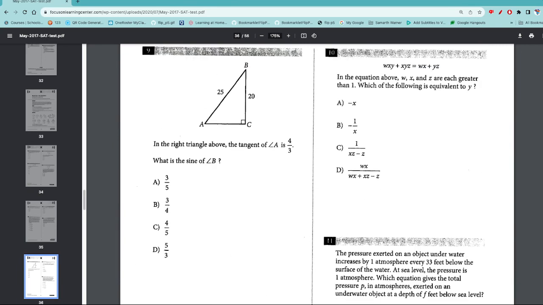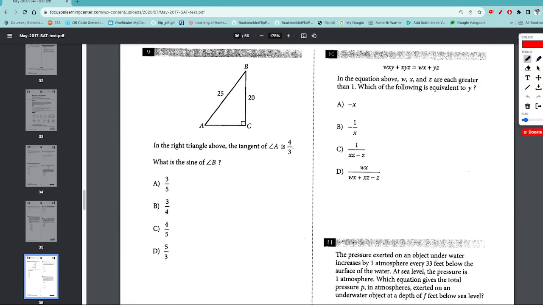Alright, number 9. The electric scooter? Nope. Huh? You sure? Mm-hmm. You want it later? Mm-hmm.